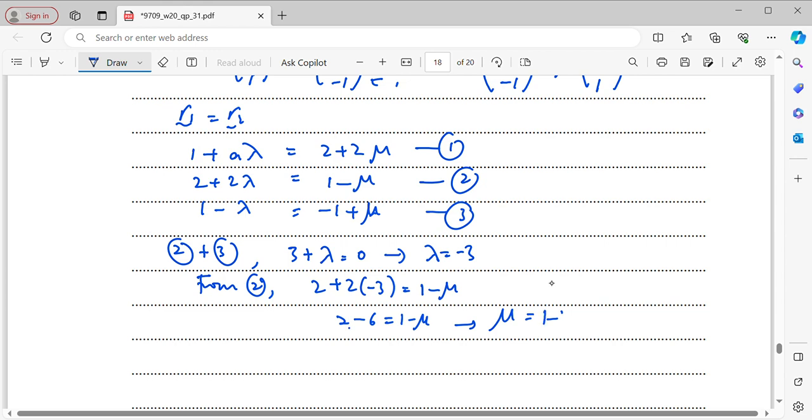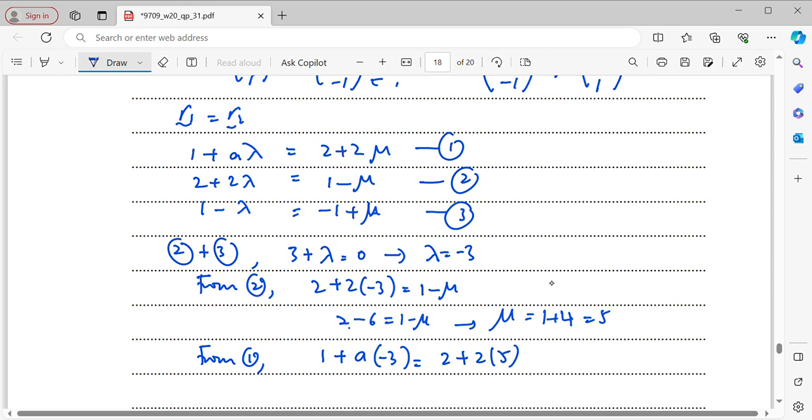So 1 plus 4, which is 5. So I found the mu and lambda. Then to find the A, I will just substitute into the first equation. So 1 plus A lambda, which is minus 3, equals 2 plus 2 mu.